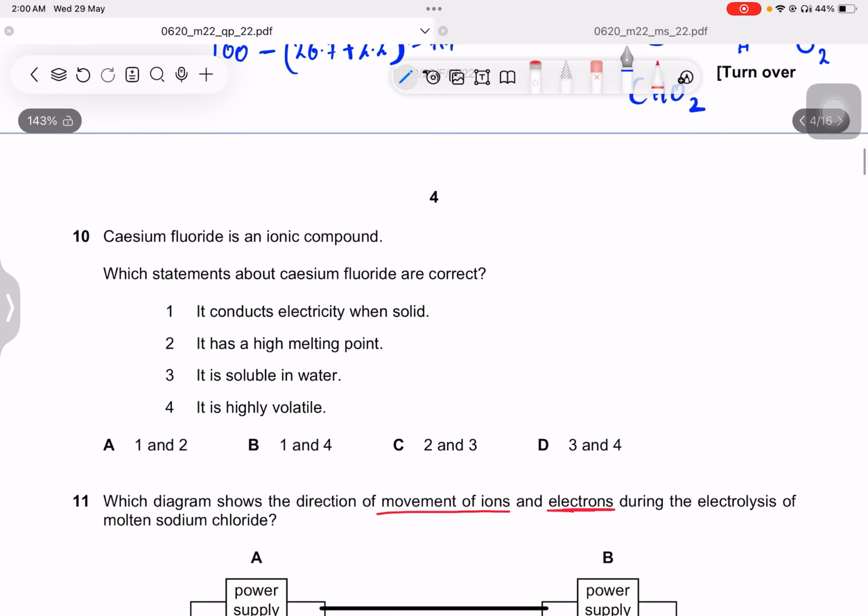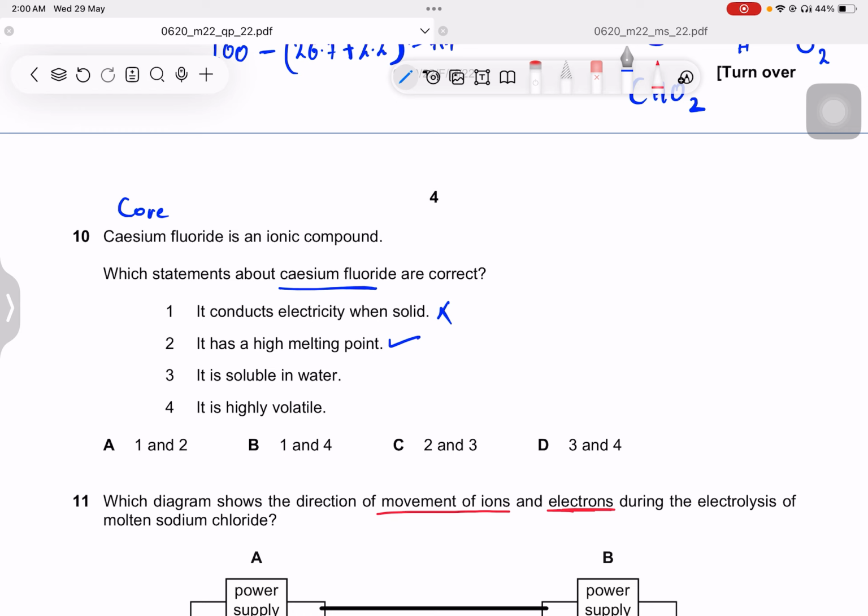Next, cesium fluoride is an ionic compound. Again, same in the core. Which statements about cesium fluoride are correct? So ionic compounds properties, you should be remembering these, the properties of ionic compounds, their melting points, boiling points, etc. It conducts electricity when solid. No, they don't have mobile ions in solid, so they do not conduct electricity in solid. They only conduct electricity while they're molten or in aqueous state.